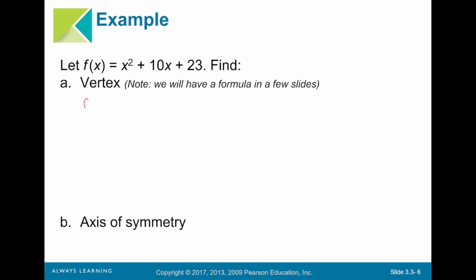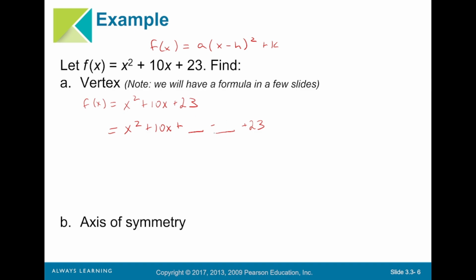Well, if I want to find the vertex of f of x, and again, I want my f of x to be of the form a parentheses x minus h squared plus k. Then I want to take x squared plus 10x plus 23, and I got to make it look like that format. So what we're going to do is go x squared plus 10x plus a little bit minus that same little bit and then plus 23. So we're going to add a little something and subtract the same thing, which we can do because those two would cancel each other out anyways. And that's going to allow us to be able to factor this first part of the equation.